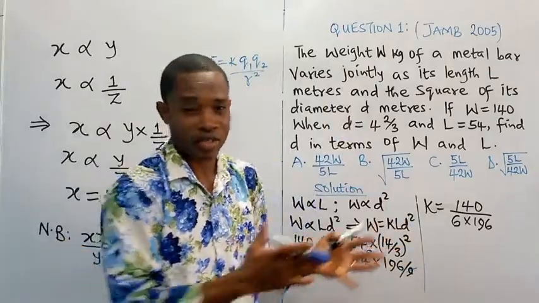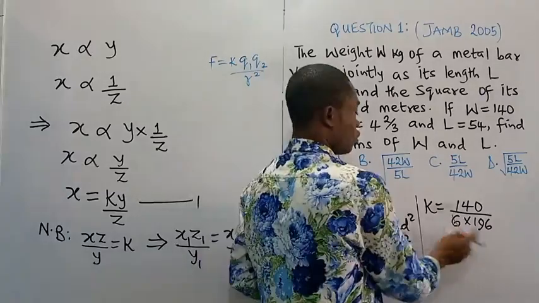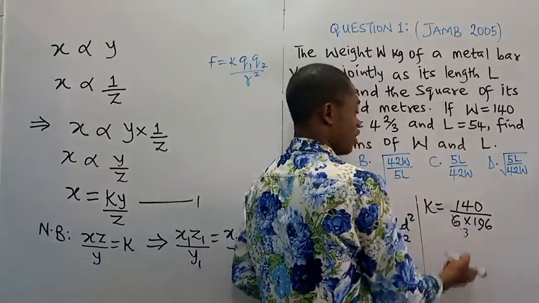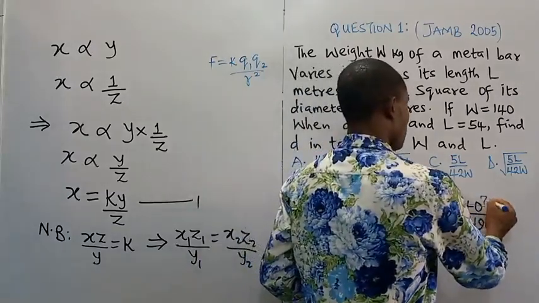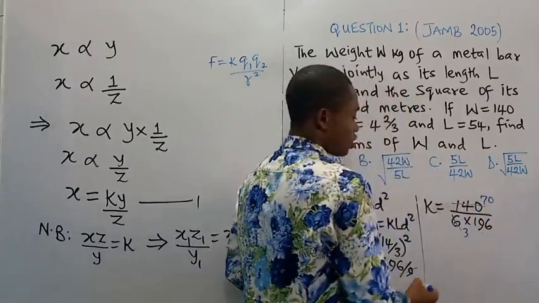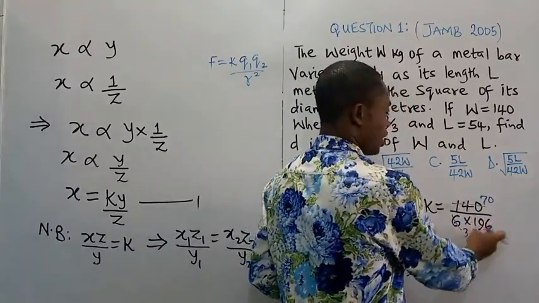I've got no calculator here, so we're going to work on this and see. 2 divided by 6 will give us 3. 2 into this will give us 70. And of course, we can still reduce this, we know.